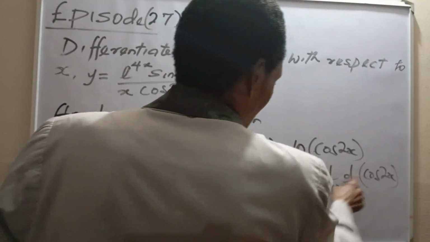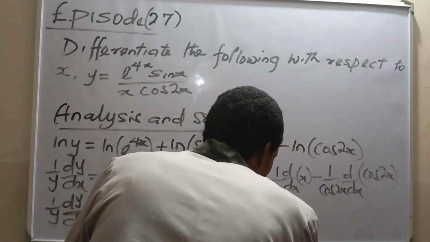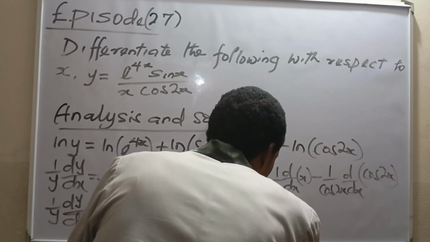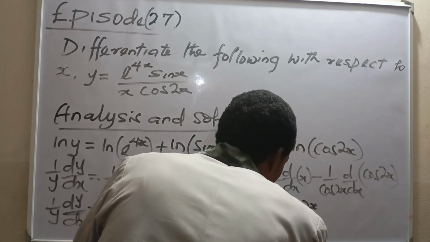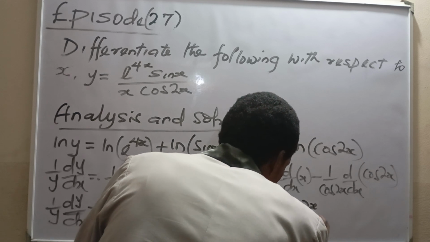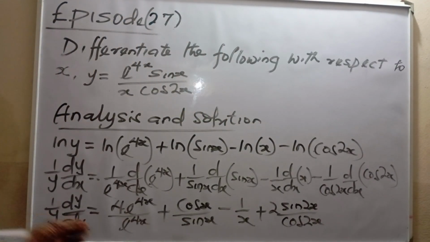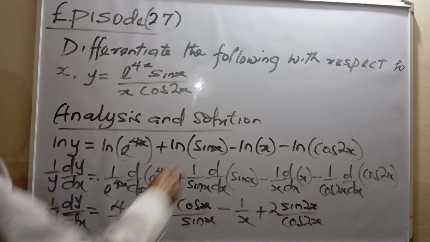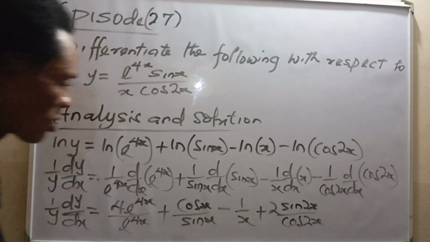Since it's minus, this one will alter it. So this one will change to a plus. It will change to plus. That is a plus 2 sin 2s all over cos 2s. Okay? So you can see what we have just done here. So let's just clean the first second step. So take note of what I have just done here.